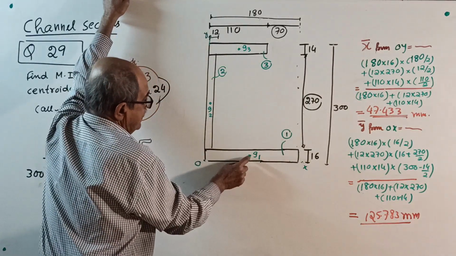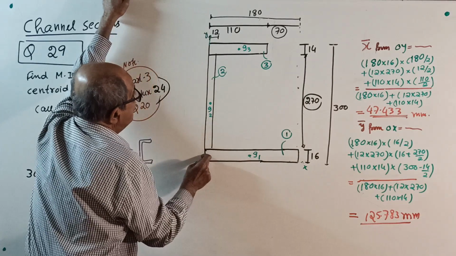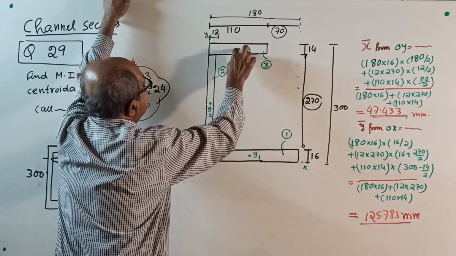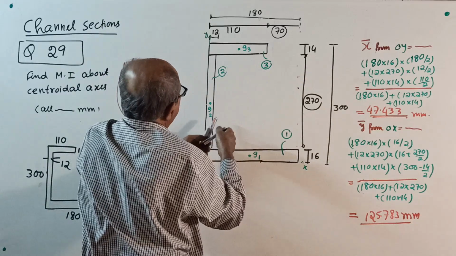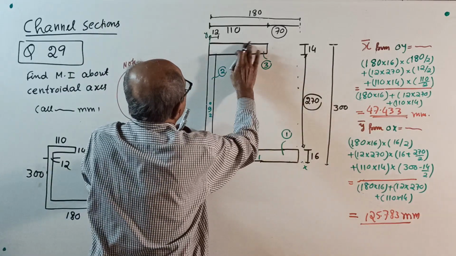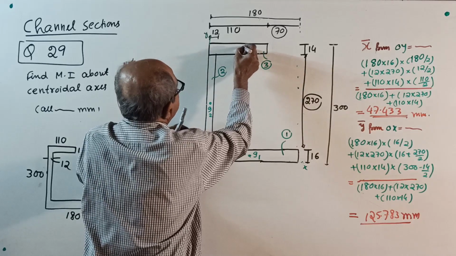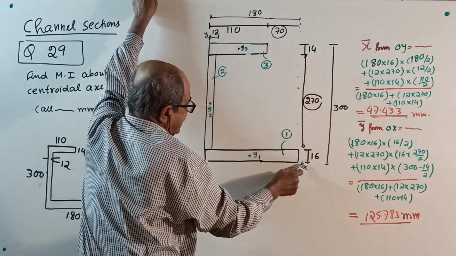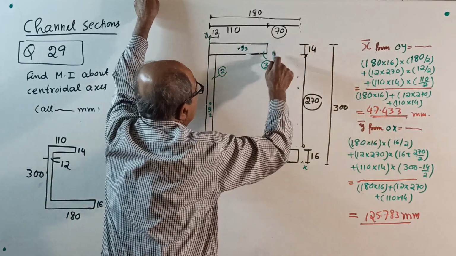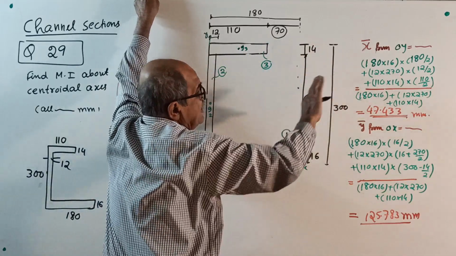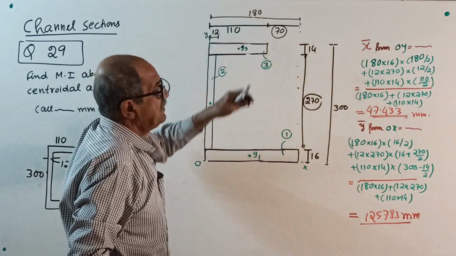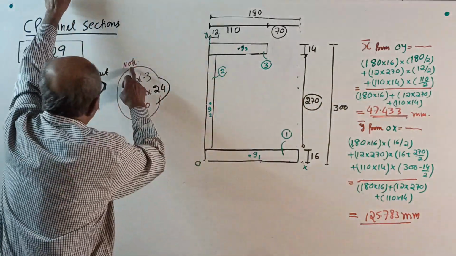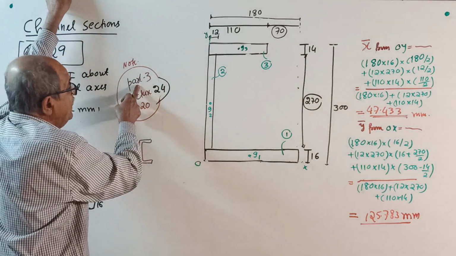See, G1, I'll take 1, exact center. From here, 180 by 2. This one, half of 12. This G3 is the centroid for this rectangle. Okay, now correct, G3. 110 by 2. Now, this is 110. This is 180. So this offset, from here to here, this extra offset is 70. From 180, subtract 110.